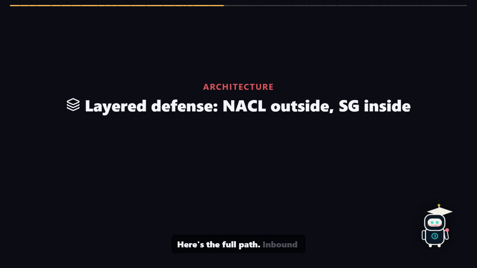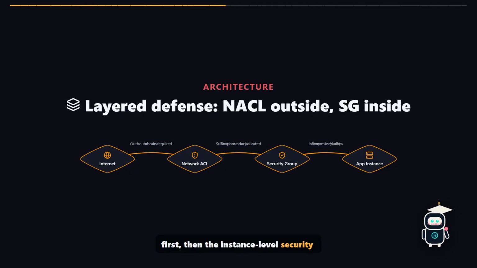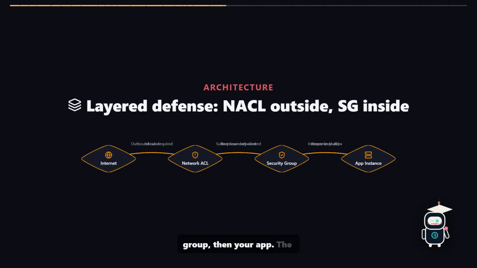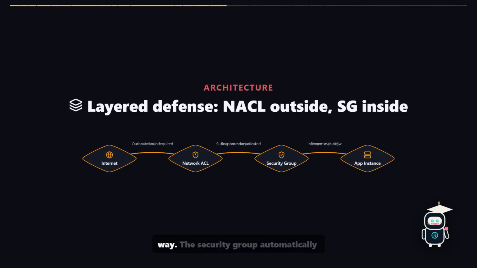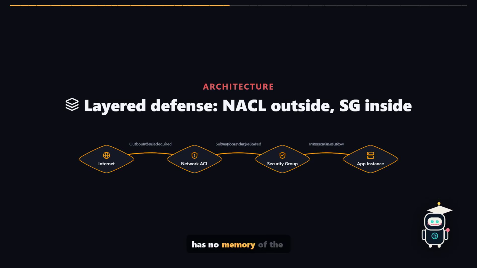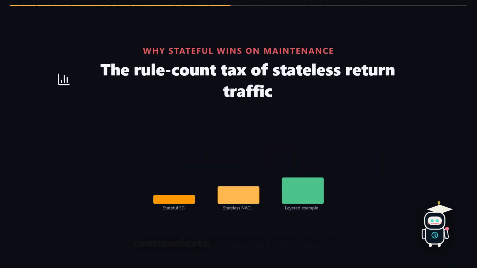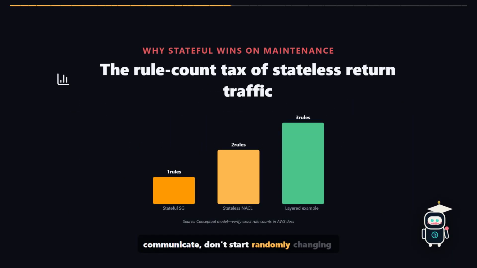Here's the full path. Inbound traffic hits the subnet-level NACL first, then the instance-level security group, then your app. The response goes back the other way. The security group automatically lets it leave because it's stateful. But that response still has to pass an outbound NACL rule, and the NACL has no memory of the original request.